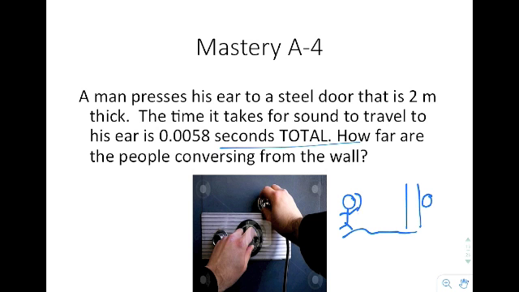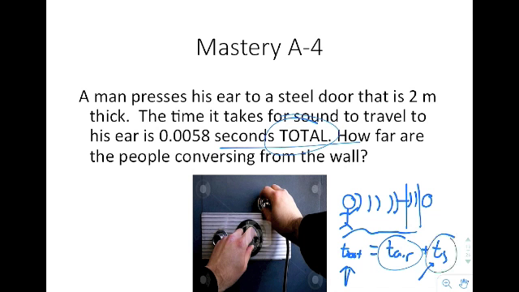Well, the sound has to travel through the air, to the wall, and then through the wall. So this represents the total time that it takes. The total time, we're going to call it T total, is going to equal the time in the air plus the time in the steel. So if we could find these two times, since we have the total time, if we could find the time in the steel, that will allow us to figure out what the time in the air is, and then the distance.